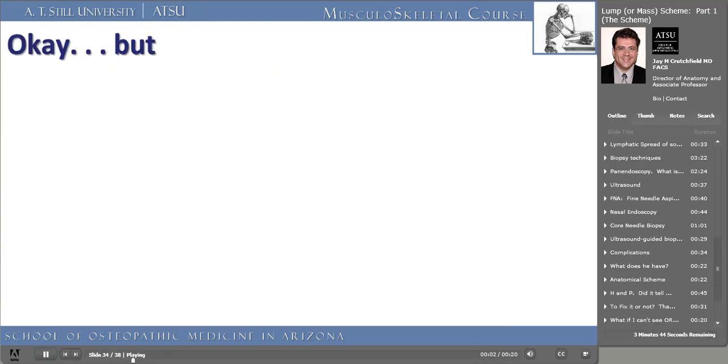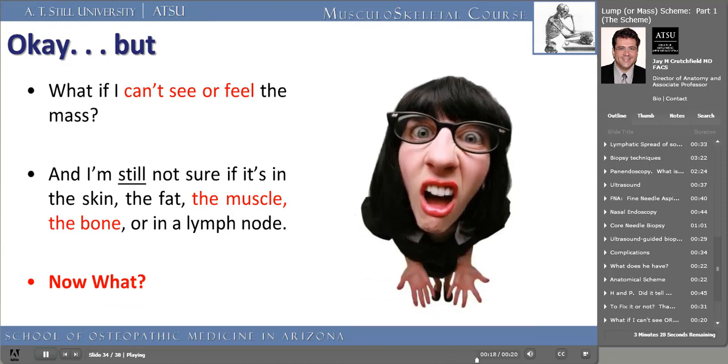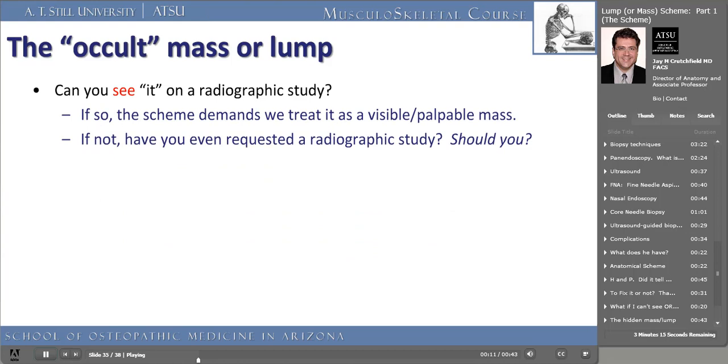While this case was relatively simple, what if we had been unable to see or feel the mass, but it's seen on CAT scan or MRI as an incidental finding? Further, what if we are unclear if it's in the skin, the fat, muscle, bone, or was it a lymph node? The scheme dictates in such an instance this would be defined as an occult mass and is only visible on radiographic studies. Once it's been visualized, we need to know whether the patient has symptoms.